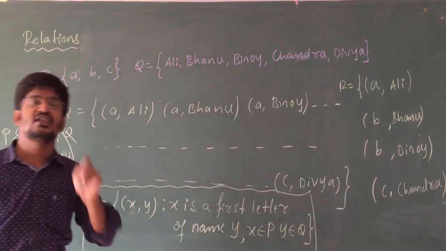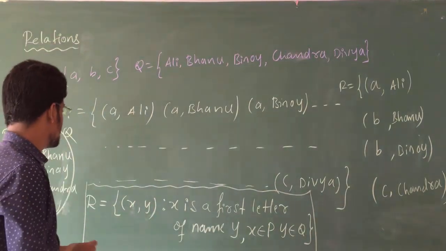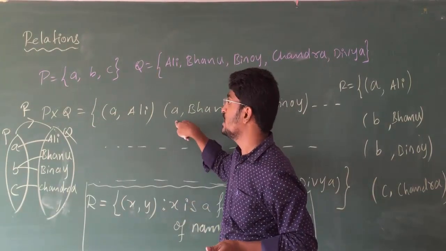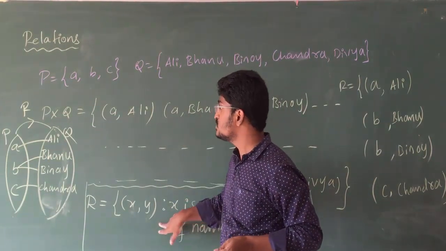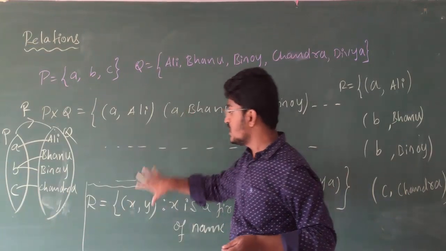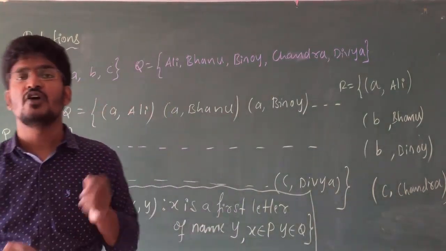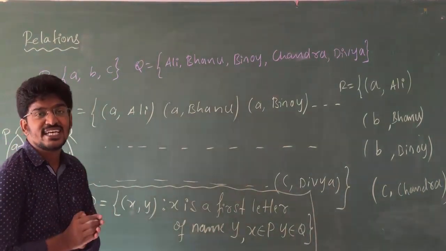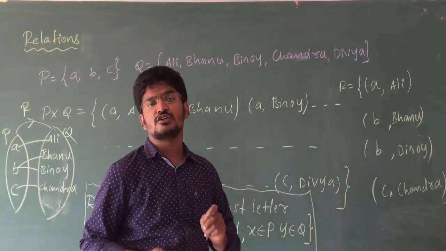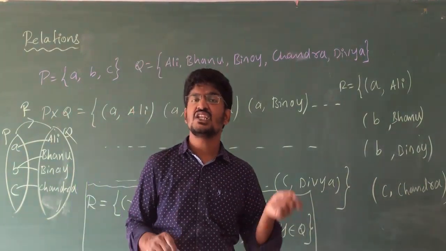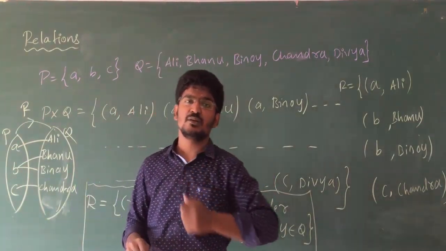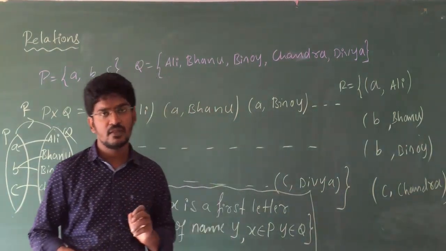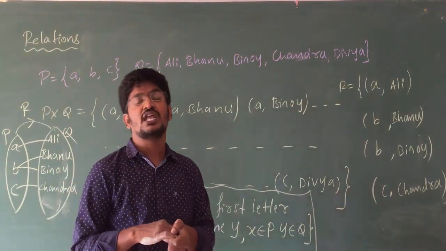This is called a relation. Now if you want to define a relation, what can you say? As I said, this must be a subset of P cross Q. Then only this R is a relation from set P to set Q. So if A and B are two sets, then the relation R from set A to set B is a subset of the Cartesian product A cross B. Clear? So that's how you define a relation.